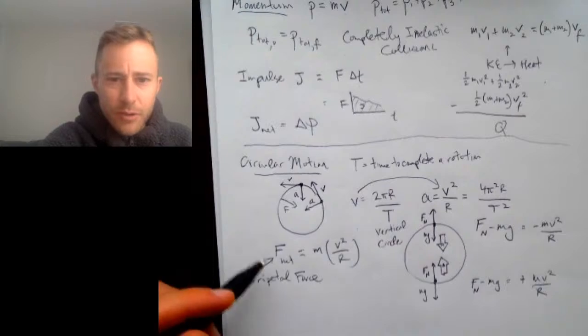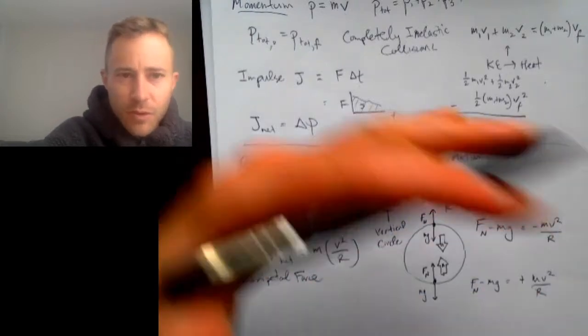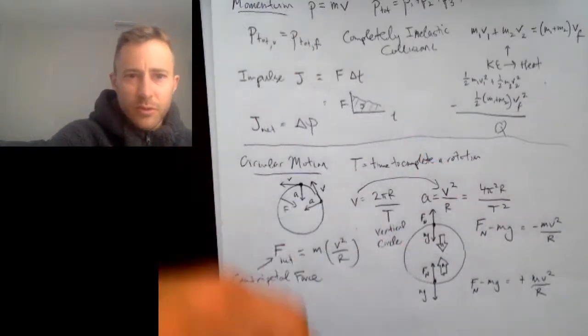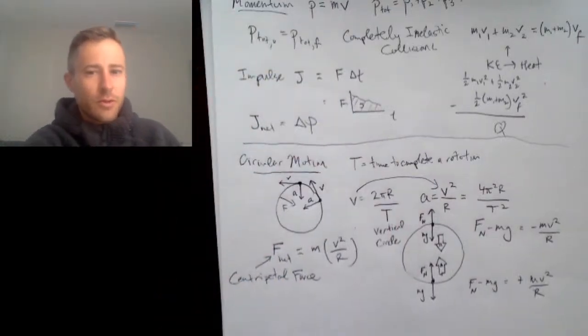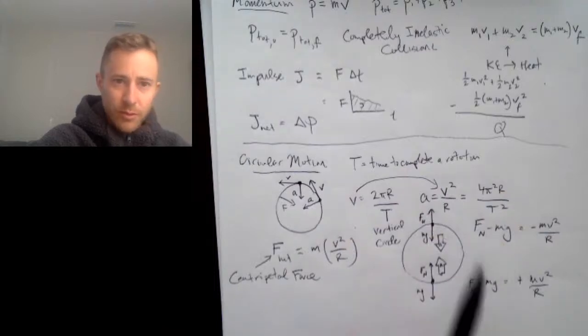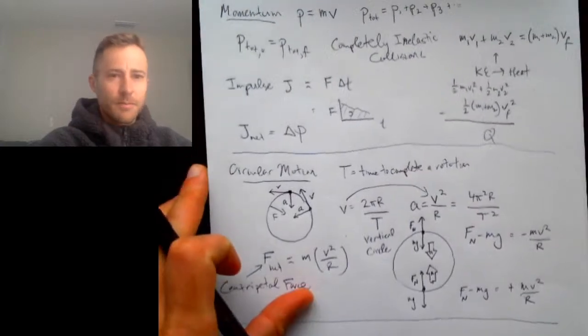There are all kinds of different situations with different centripetal forces. You could have gravity be a centripetal force. You could have elastic force be a centripetal force. You could have normal force, friction. All of those things can be centripetal forces. And indeed, in this case, we have two centripetal forces. So that is circular motion.